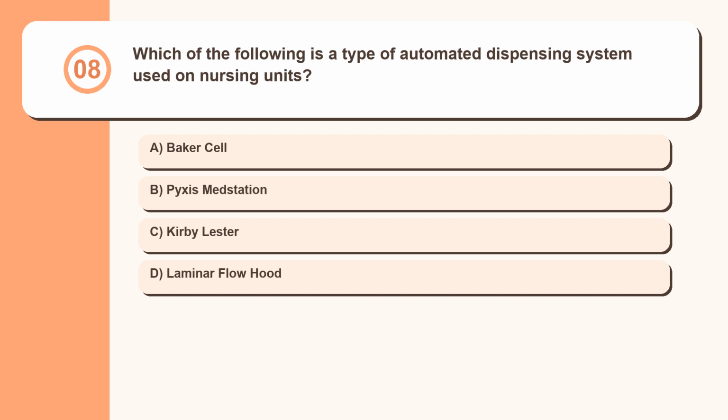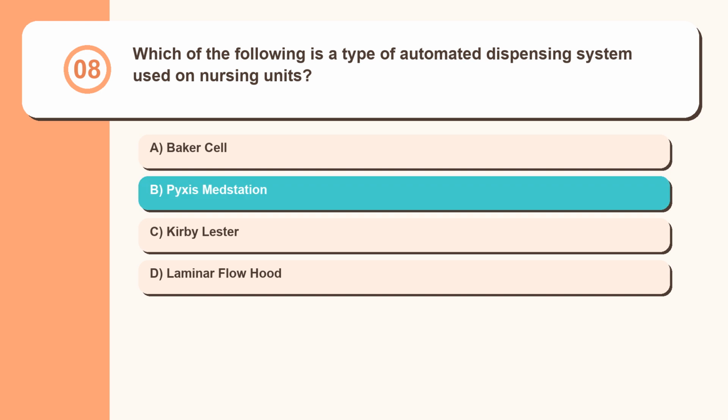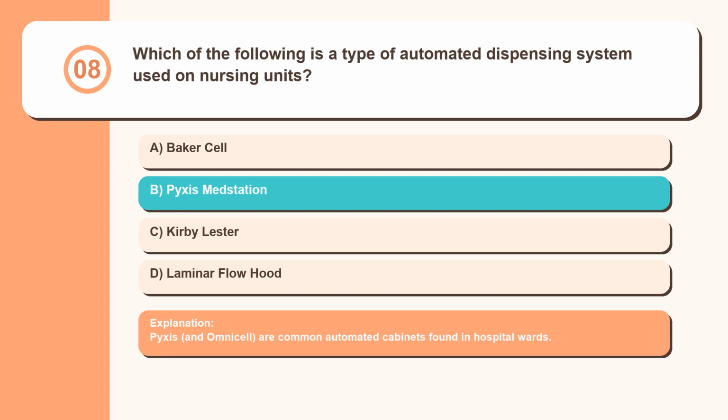Question 8. Which of the following is a type of automated dispensing system used on nursing units? Baker Cell, Pyxis MedStation, Kirby Lester, Laminar Flow Hood. Pyxis and Omnicell are common automated cabinets found in hospital wards.